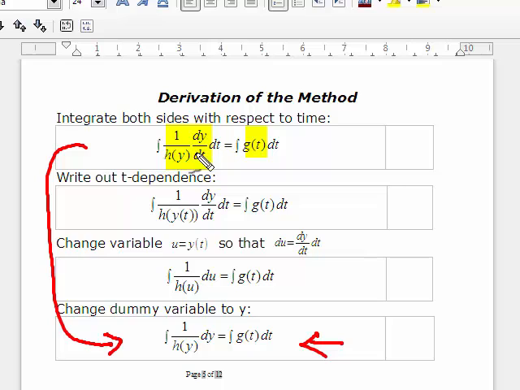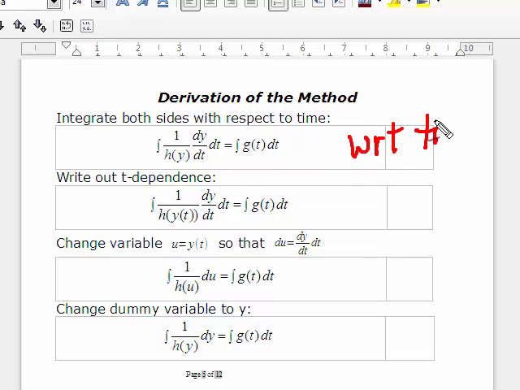It looks suspiciously like to do that we cancel the dt's, but you know that you cannot cancel dt's. d by dt is an operator, and you don't cancel the dt by multiplying by dt. So I want to show the steps so that you can see that it is a valid method. We first integrated both sides with respect to time. Then we write out the t dependence of h of y, so h of y is really h of y of t, dy by dt times dt.